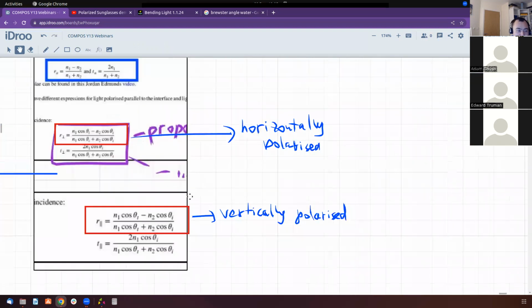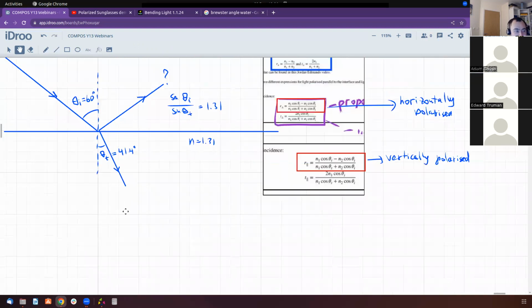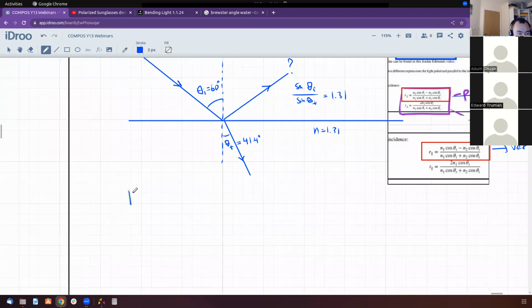So the amount of light reflected, which is perpendicular, that's for horizontally polarized light, is N1 cos theta i minus N2 cos theta t, divided by N1 cos theta i plus N2 cos theta t. So all you need is just substitute into the equation.